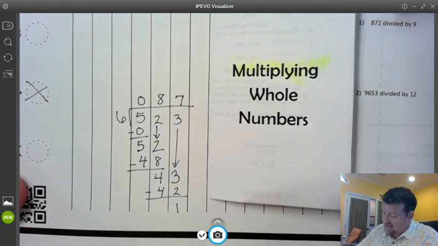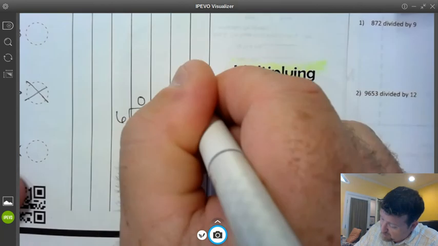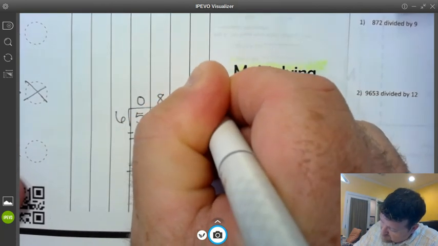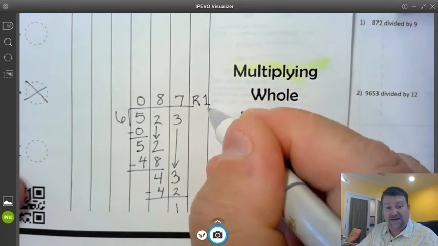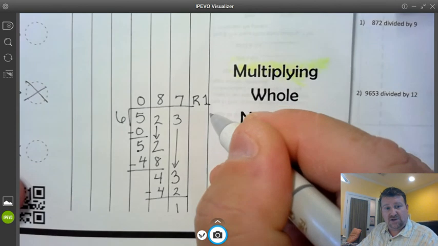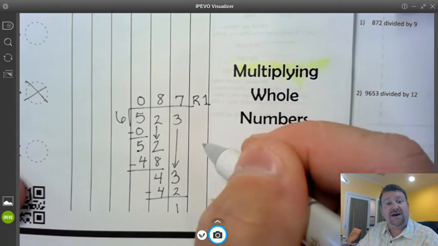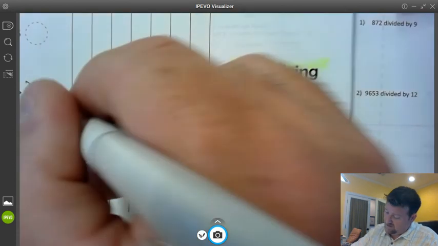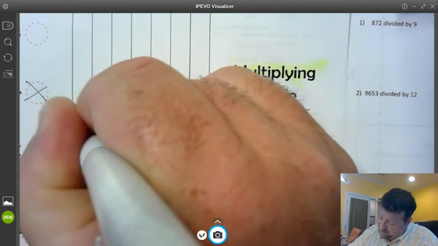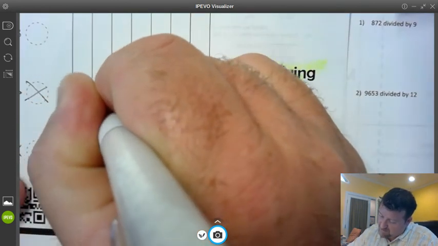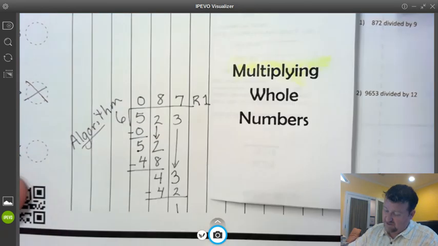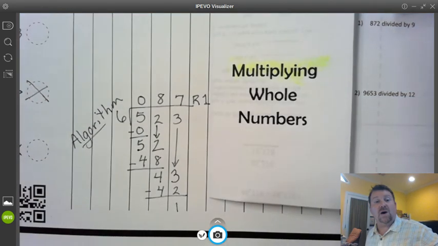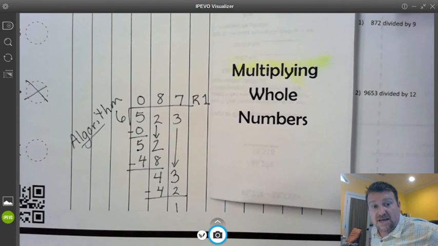Subtract, and I have a remainder of 1. And so remember, with remainders, we always put R and then the number of the remainder beside it. So 523 divided by 6 is 87 with a remainder of 1. And this is using the algorithm method of division. Okay? In the next video, I will show you how to do this very same problem using what we call the jailbreak method.